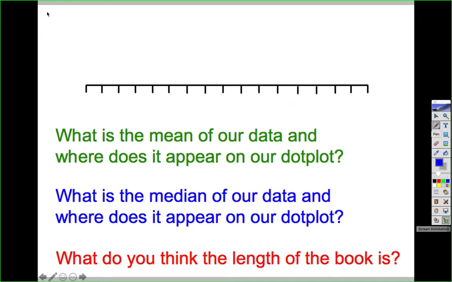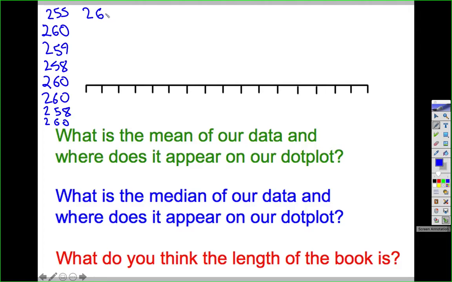We'll say the data we collected was 255, 260, 259, 258, 260, 260, 258, 260, and 261. And we'll stop there. Small enough. That's good enough for us.